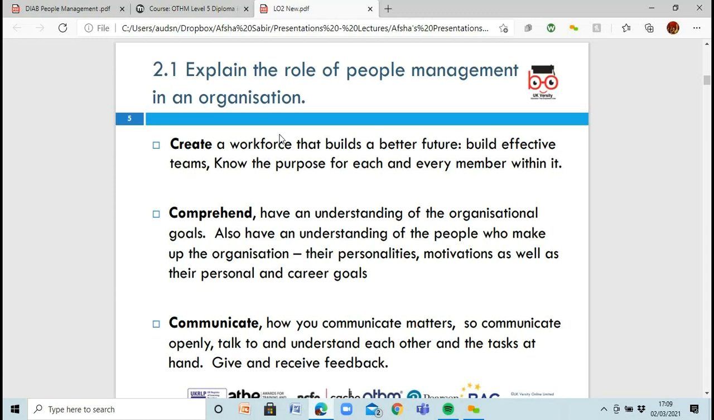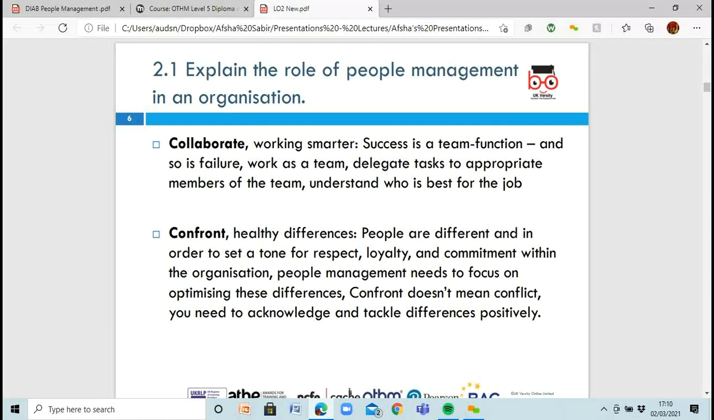Communicate is when you communicate openly. You're talking to each other, you're making sure that everybody understands what tasks you've delegated to them. But you're also going to make sure that you're not only giving feedback if something is good or if something is bad, but you're receiving feedback because your team might have something to say to you and say, you speak too fast to us, or sometimes we don't understand what's going on, or you're too rushed. So it's nice to be able to have a good communication system within yourselves.